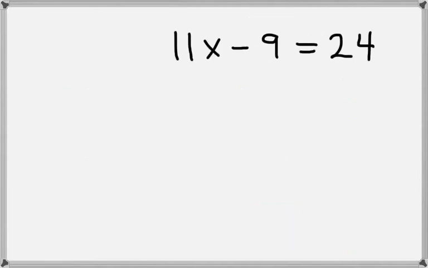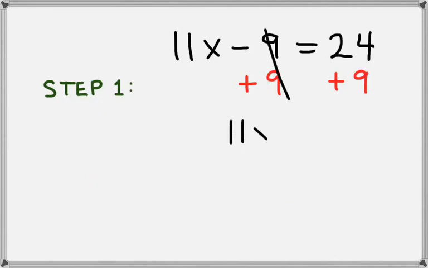Finally, let's look at 11x minus 9 equals 24. Our first step is to get 11x by itself, so we'll add 9 to both sides. On the left, the 9's are going to cancel, so that leaves us with 11x, and on the right we have 24 plus 9, which is 33.